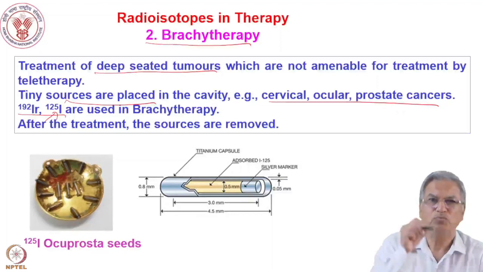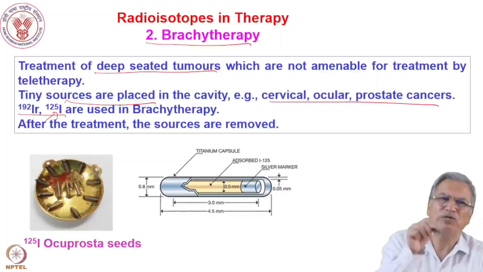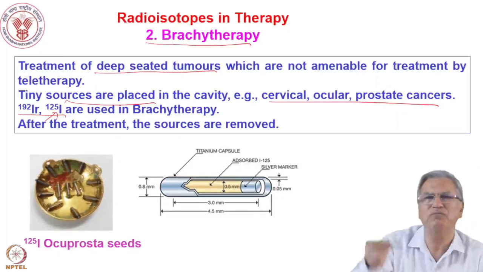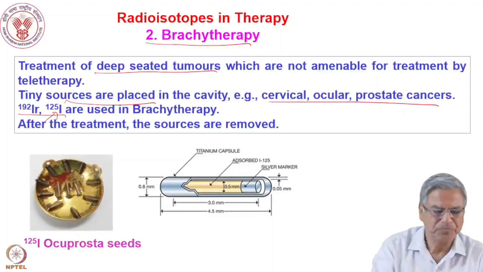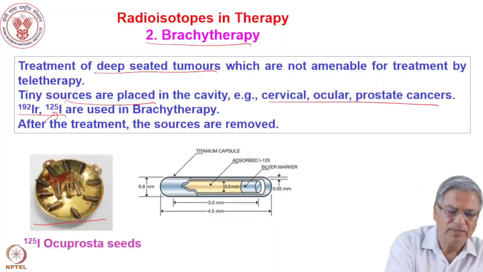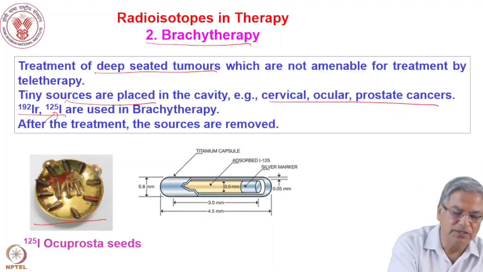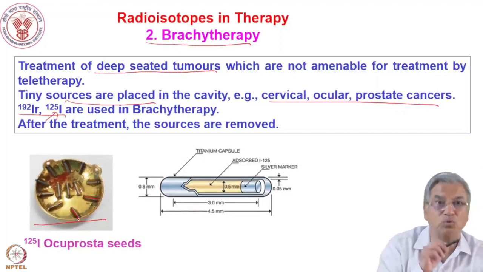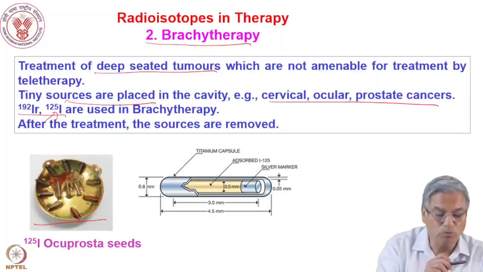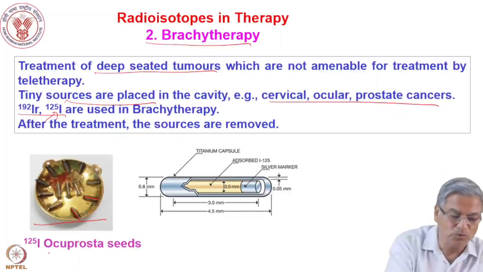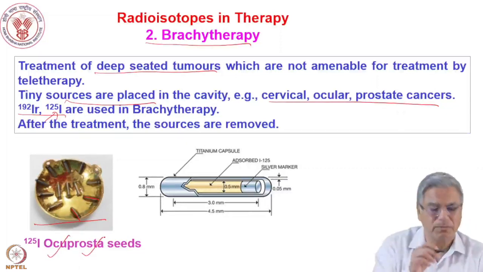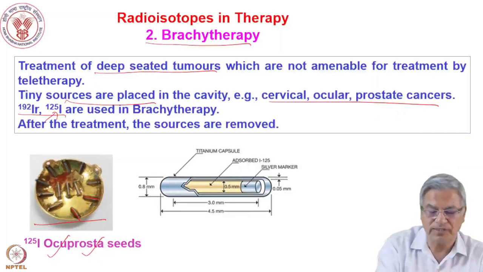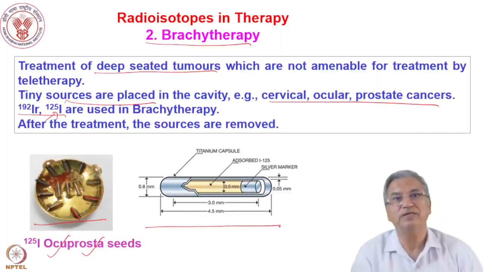So you put the sources in for a particular period of time. These are sealed sources, so they are not going into the bloodstream. You can just take them out after proper exposure. These are the typical needle-shaped pin sources. They are sealed sources called ocuprostra seeds, because they can be used for ocular cancer as well as prostate cancer. They are made in laboratories, and this is the typical drawing of the seed.